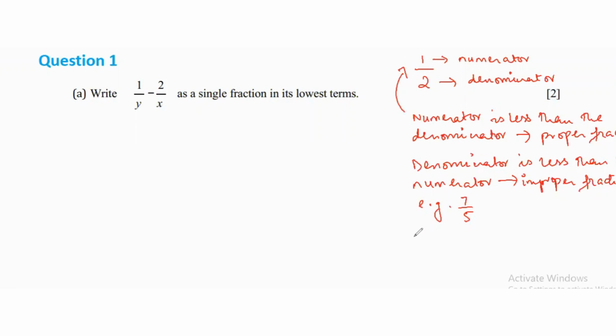Lastly, if you have, for example, 2 whole number 1 over 3, this is a mixed fraction. Why is it a mixed fraction? Because you have a whole number and you have a fraction.